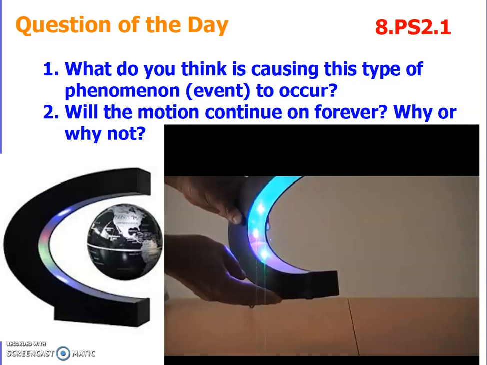You may want to go back and look at your notes. In this case, we don't have any notes. This is an introductory type of question, and I often make them more challenging just so that you are on your toes and you're thinking. So what do you think is causing this type of phenomenon to occur? You see this picture over here on the left, which you may have seen. It looks like something's levitating in here. It looks like the globe is floating in midair.